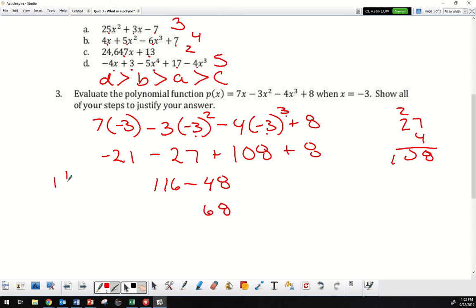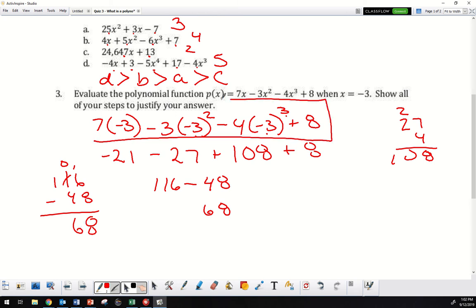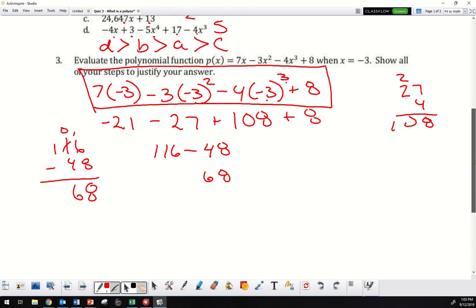So 116 minus 48, line it up, borrow, carry. That's going to be 16 minus 8 is 8, and yes, 68. So we get 68 for that one. In your calculator, you could plug it in doing the same thing, but you have to check your answer, please. So show your work and then check your answer. I'll give you one of those points if you just plug it in and only give the answer.